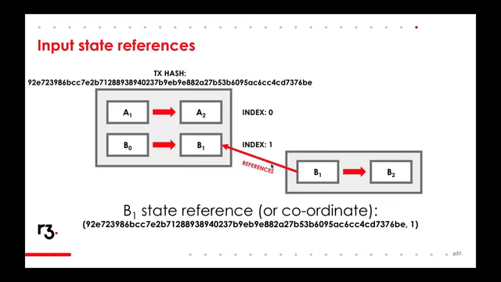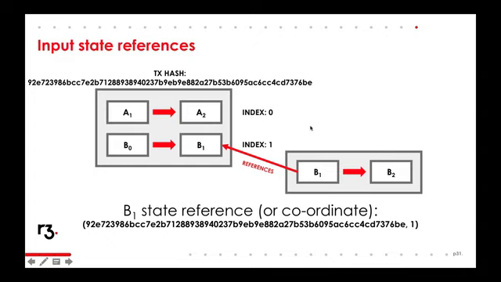So how does this work in practice? Let's say we have a transaction with two updates, an update to state A and state B, and then we have a subsequent update to state B that references the prior state B that was created in the prior transaction. Then the state reference for B1 is the hash of the prior transaction and the number 1, because it occurs at the second point in the outputs list.